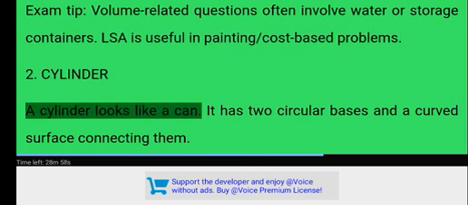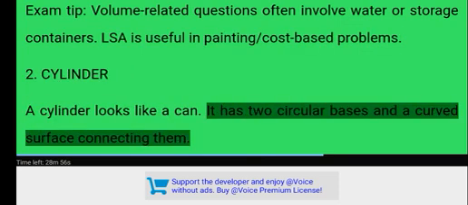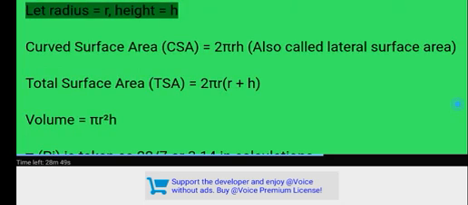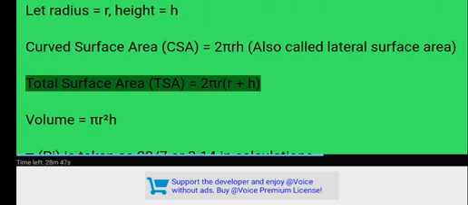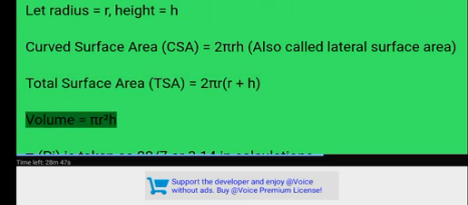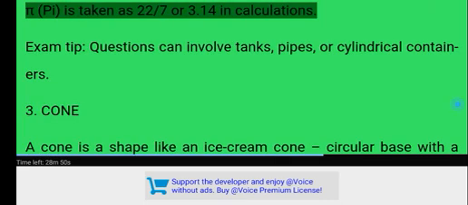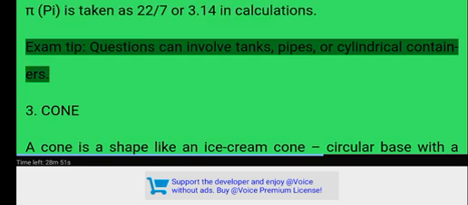2. Cylinder. A cylinder looks like a can. It has 2 circular bases and a curved surface connecting them. Let radius equal R, height equal H. Curved surface area CSA equals 2 pi RH, also called lateral surface area. Total surface area TSA equals 2 pi R(R plus H). Volume equals pi R squared H. Pi is taken as 22/7 or 3.14 in calculations. Exam tip: questions can involve tanks, pipes, or cylindrical containers.